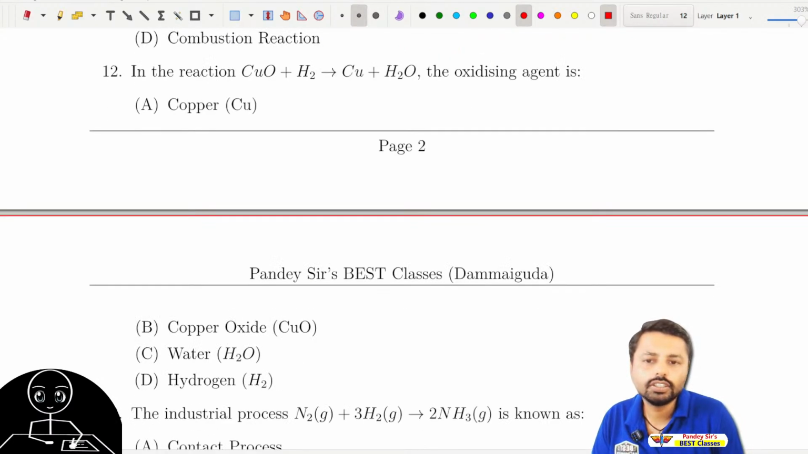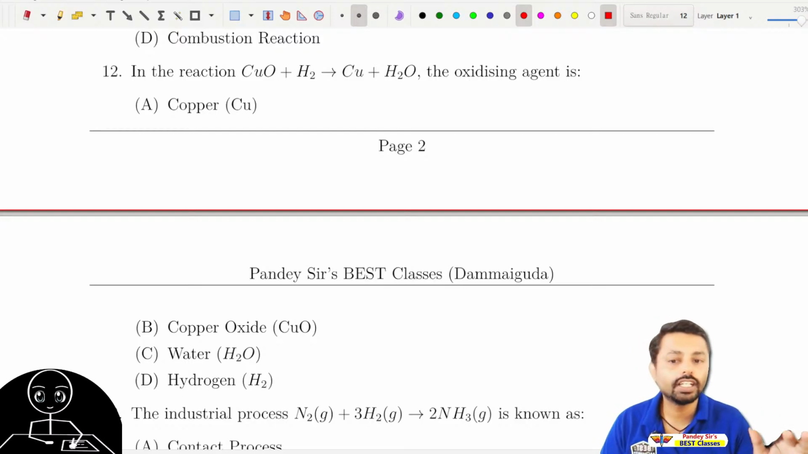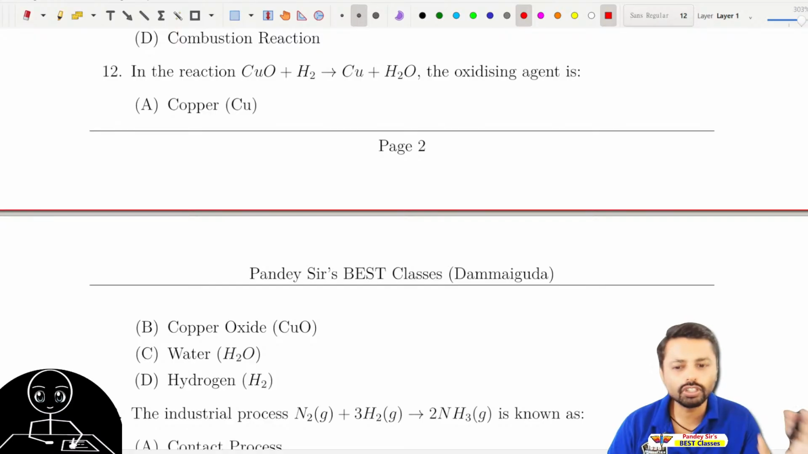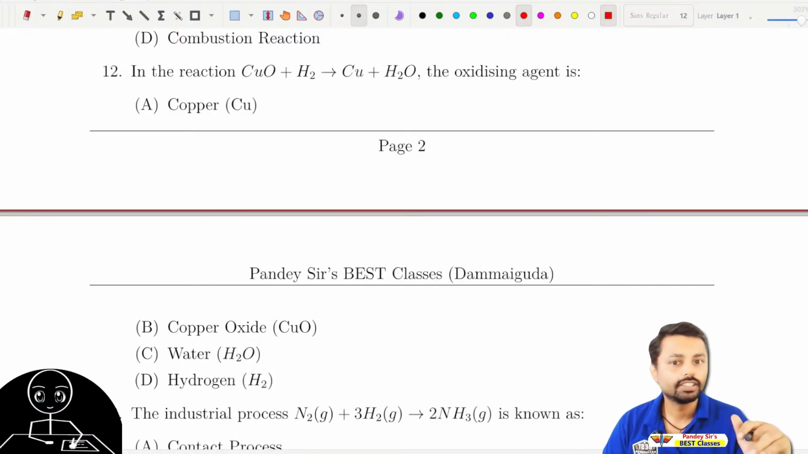In the reaction copper oxide plus H2 gives Cu plus H2O, the oxidizing agent is, yes, this is the oxidizing agent, reducing agent, one of the hardest topics in class 10 chemistry, also from the carbon and its compounds chapter. Try, which one? Try as fast as possible.